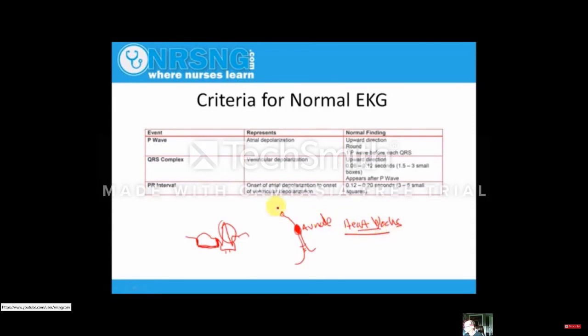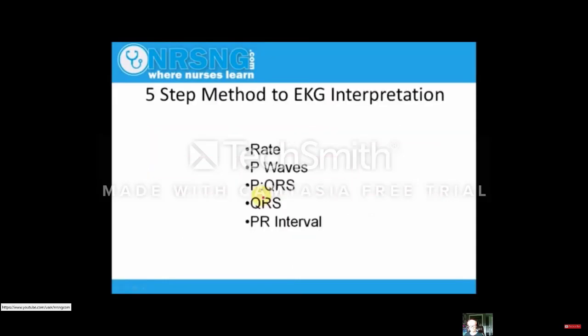Okay, so the 5-step method to EKG interpretation. Now write this down. The first thing we're going to evaluate is our heart rate. We're going to evaluate our P waves, our P to QRS ratio, our QRS, and our PR interval. So evaluating those 5 things is going to allow us to determine, first of all, is this a normal EKG? And second of all, what type of arrhythmia are we looking at?